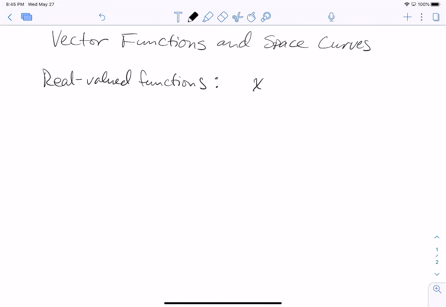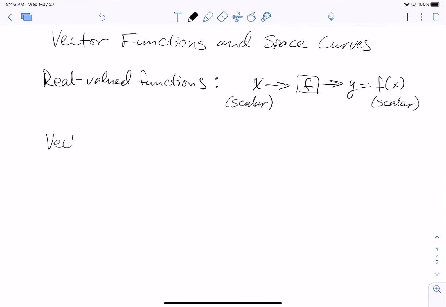A real valued function takes in a single real number, and that number goes into the function. We often use this kind of machine diagram. Say it's a box and it spits out a y value when you give it an x value, and y is equal to f of x. In the case of a real valued function, our input is a real number or a scalar. The output is a real number or a scalar.